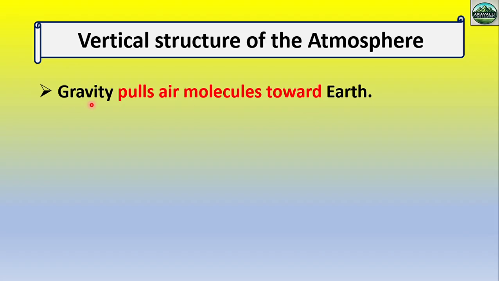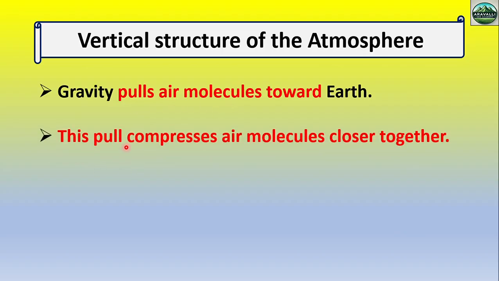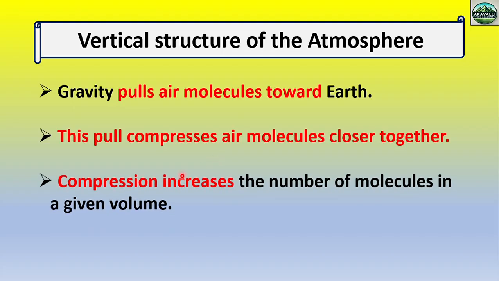Actually gravity is responsible for pulling the air molecules toward the earth surface, and this pull compresses air molecules closer together. Due to gravity, air molecules come closer and are closely packed in a particular volume. Compression increases the number of molecules in the given volume, because gravity pulls air molecules toward the earth surface, and due to this pull the air molecules compress.